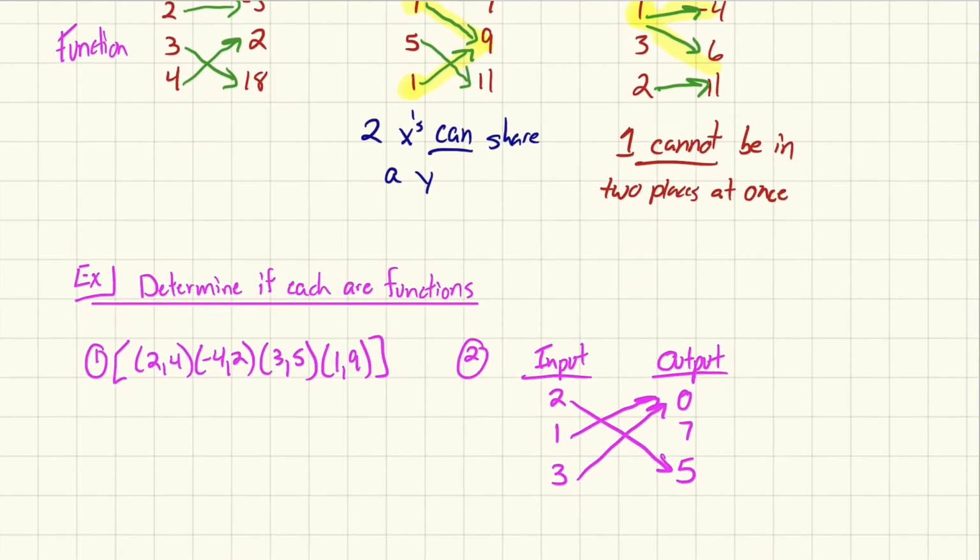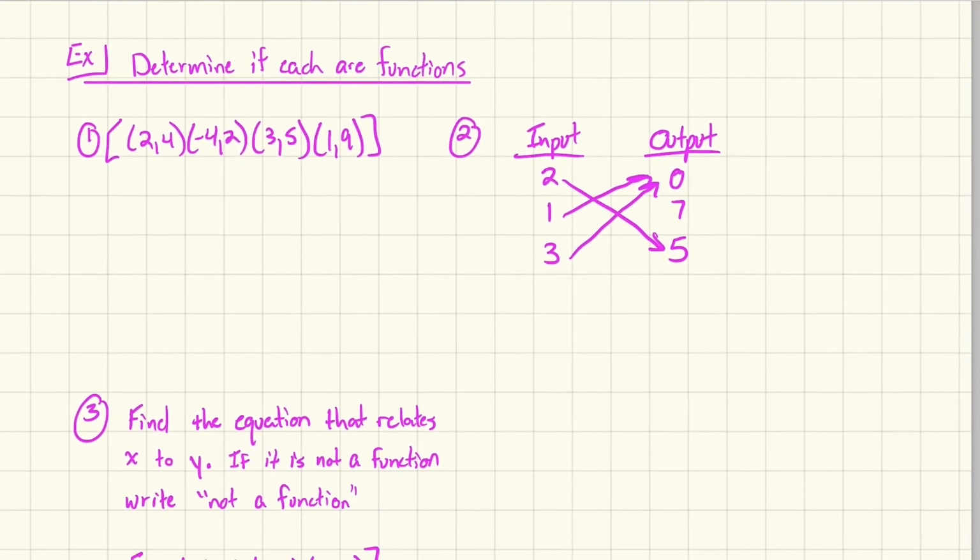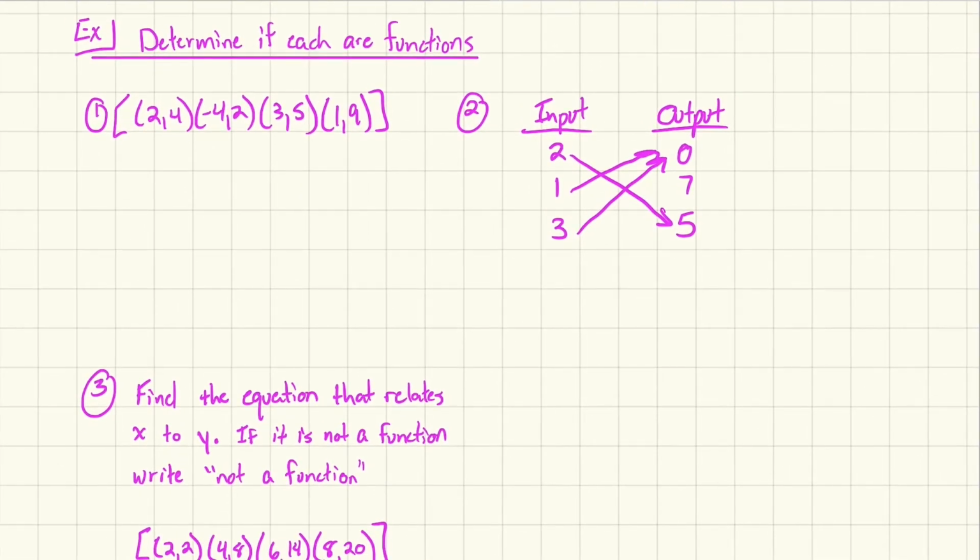Okay, let's look at some examples here. These are just different ways to determine if things are functions or not. All right, so determine if each of these are functions. Well, our first example, we've gotten a bunch of points, right? We have (2, 4), (-4, 2), (3, 5), (1, 9). So all we have to do is write our values out.